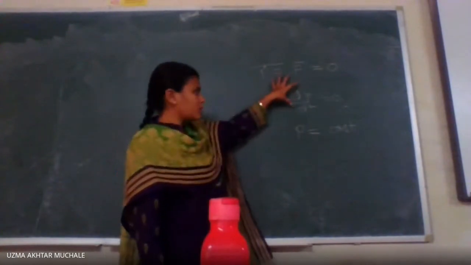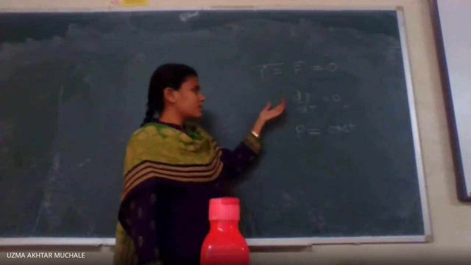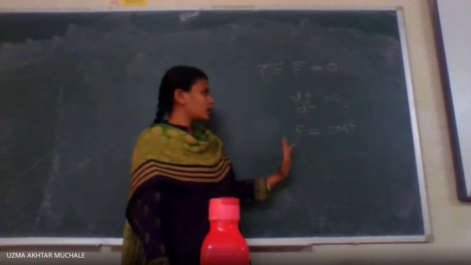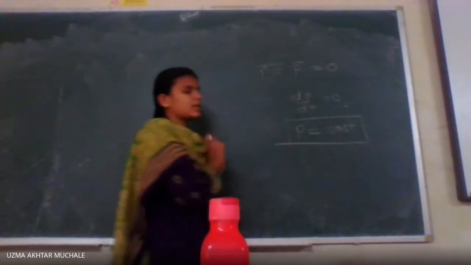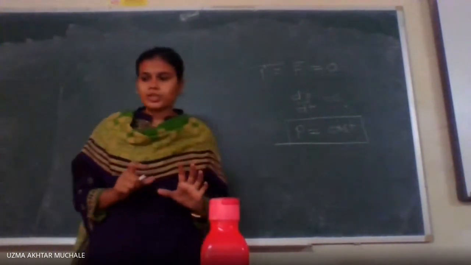Or in another way, dP by dt equal to 0 means if you integrate with respect to t, you will get P is equal to constant. That is, momentum is constant.